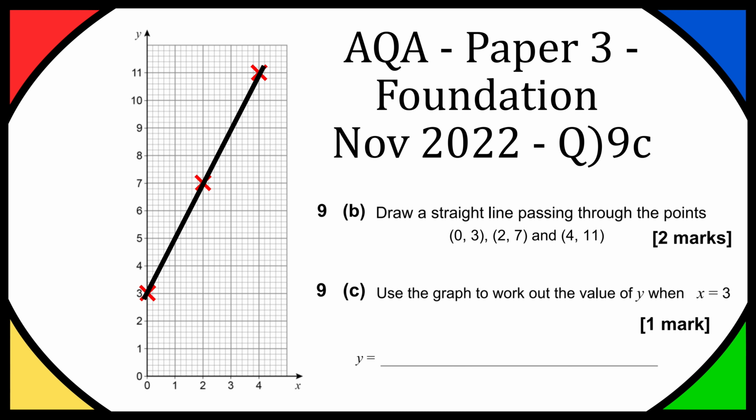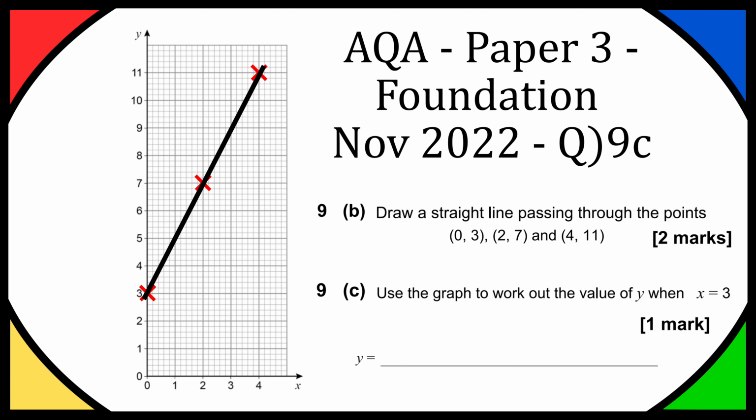Hey everyone, so we have question 9c where we need to use the graph to work out the value of y when x is equal to 3. Now in question 9b, we marked the 3 points and then drew a straight line. So this is basically our graph line. Now we have this graph, we need to work out the value of y when x is equal to 3.